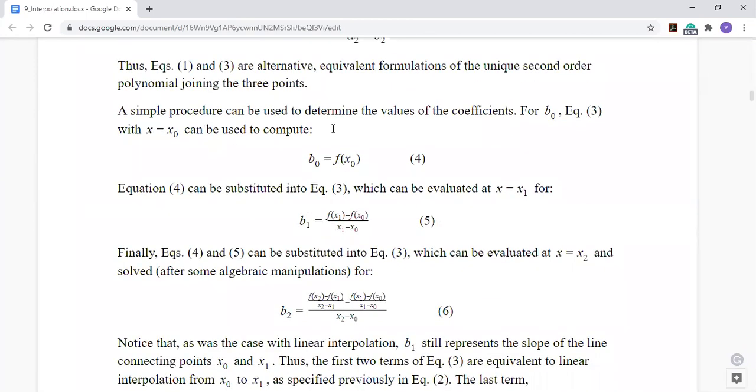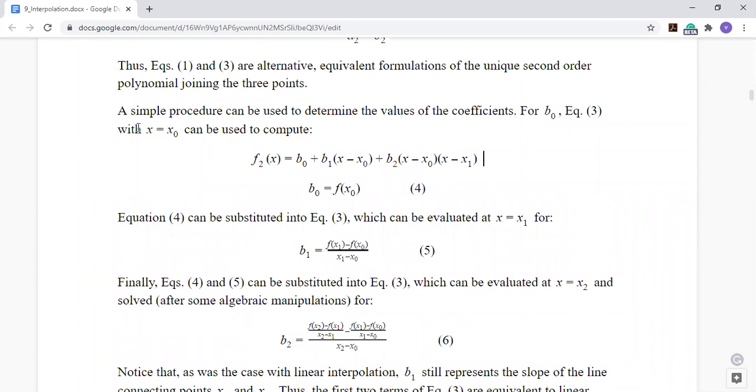So to get b naught, we let x be equal to x naught. In place of x, we put x naught. So in place of this x here, you put x naught. If you do that, b naught is equal to f(x naught). So we've gotten the value of b naught.